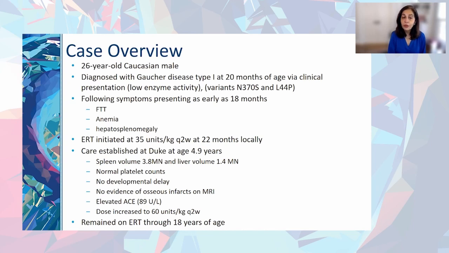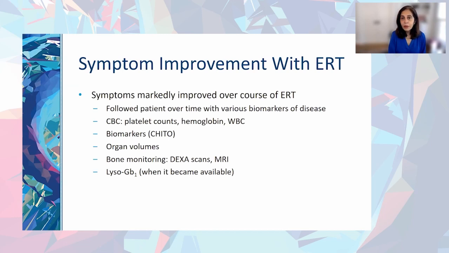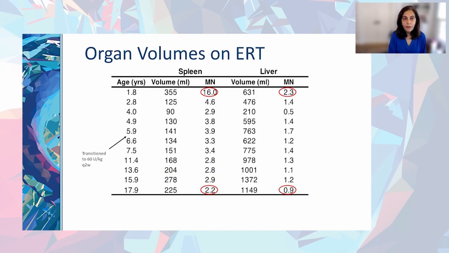Given his early age of presentation, we increased his dose of IV Cerezyme to 60 units per kilogram every 2 weeks, and this patient remained on ERT through 18 years of age. He did have symptom improvement on enzyme therapy. We followed this patient with various biomarkers: the complete blood count, the chitotriosidase, organ volumes, bone monitoring through DEXA scan and bone MRI, and also the lyso-Gb1 once it became available.